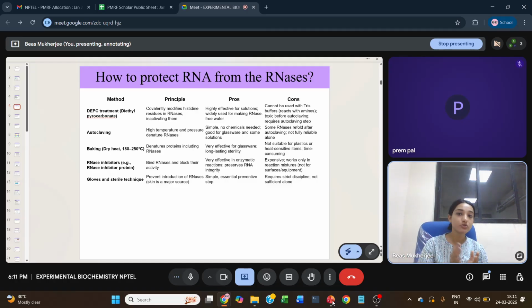Another thing is autoclaving. You have to autoclave twice to deactivate RNases. But sometimes even that does not work because they can sometimes get refolded. Another one is dry heating at 180 to 250 degrees centigrade. Also, you can use RNase inhibitors. Now, these are very expensive, but they are effective. And then you have to use very sterile gloves to prevent any kind of contamination.